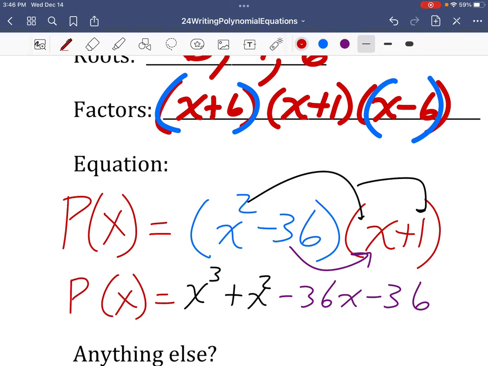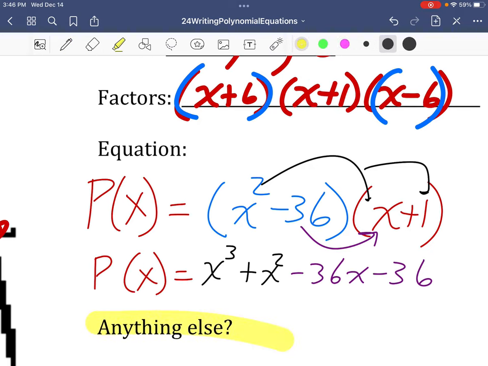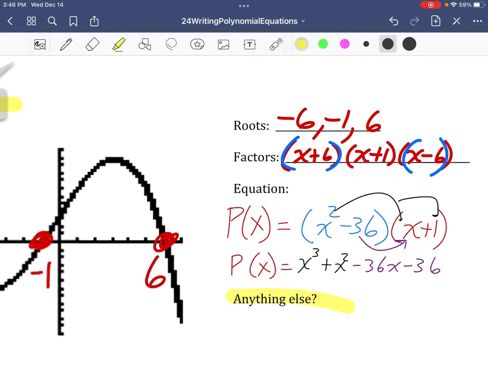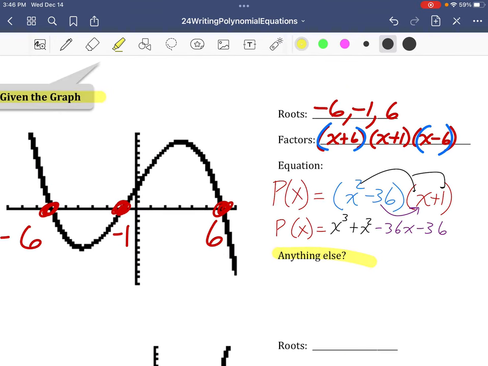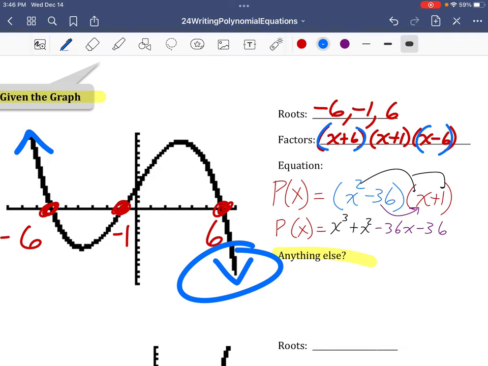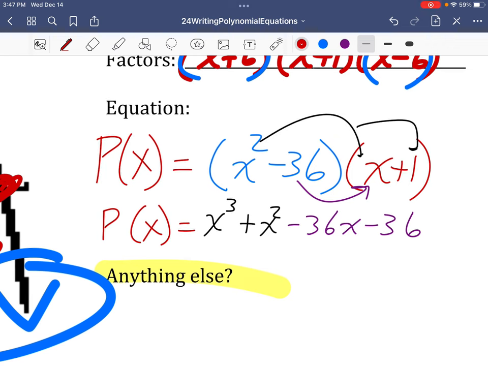Seems pretty straightforward, but is there anything else? What else could there be? Yes, the end behavior. This graph, even though it's passing through these roots, it's going down to the right. How do you make an equation go down to the right? You need to have a negative out front.